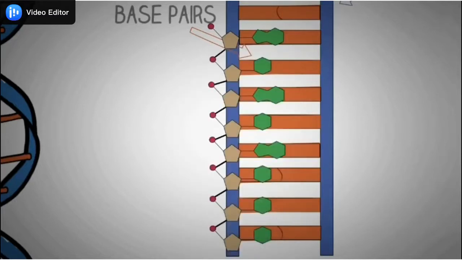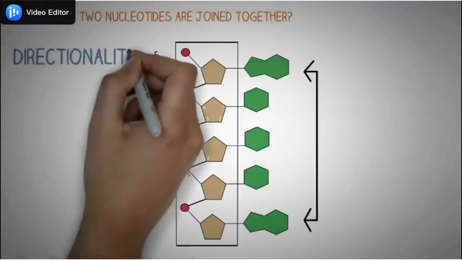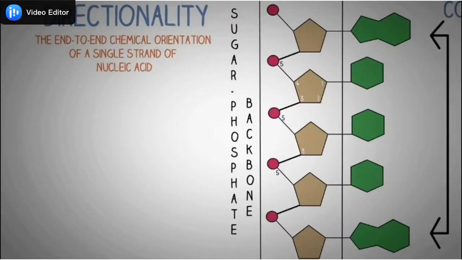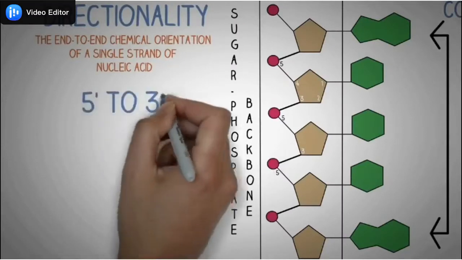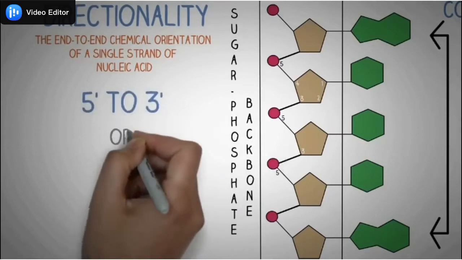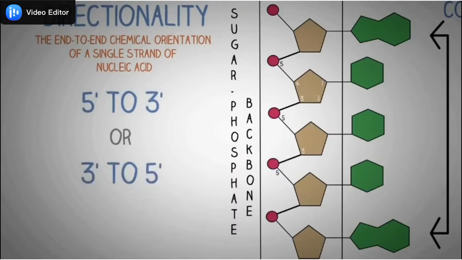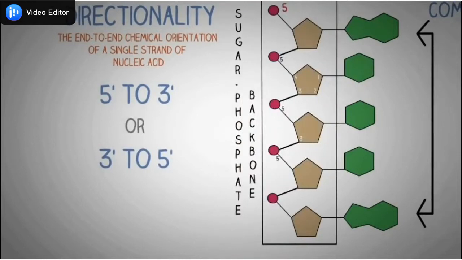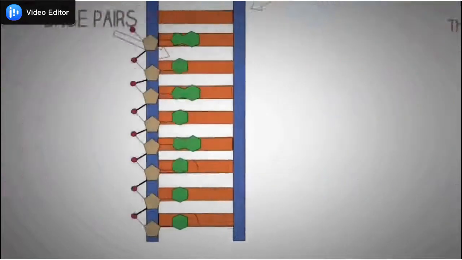So, directionality can be 5 prime to 3 prime or 3 prime to 5 prime. Here the backbone has already been produced, and it follows the directionality 5 prime to 3 prime, and this backbone is made up of two molecules. What are those? Phosphate and sugar.